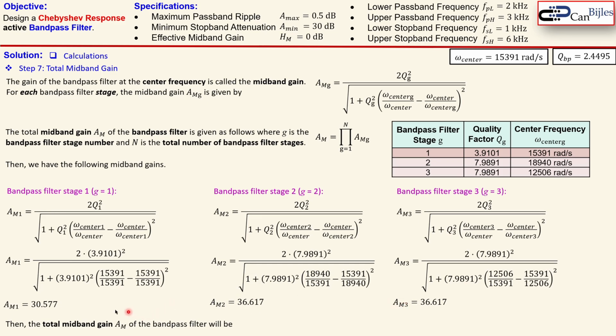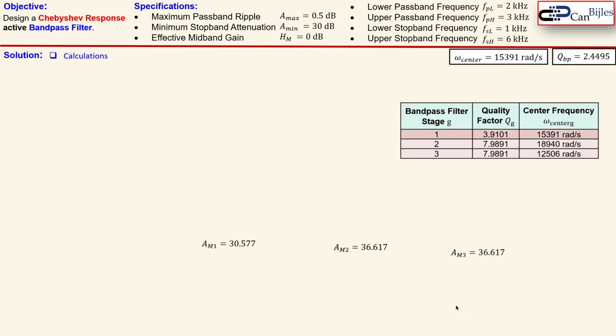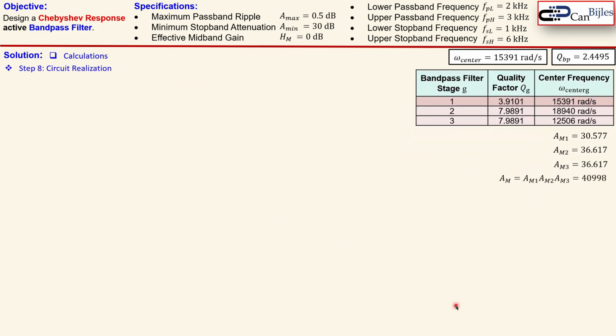So the total midband gain is the product of this AM1, AM2 and AM3 as set here in the expression. So it will give us here approximately 40,998, almost 41,000, and it will approximately be, in dBs, 92.26 dB. Okay, now we need to, of course, use that to adjust your midband gain to 0 dB. It will be done later.